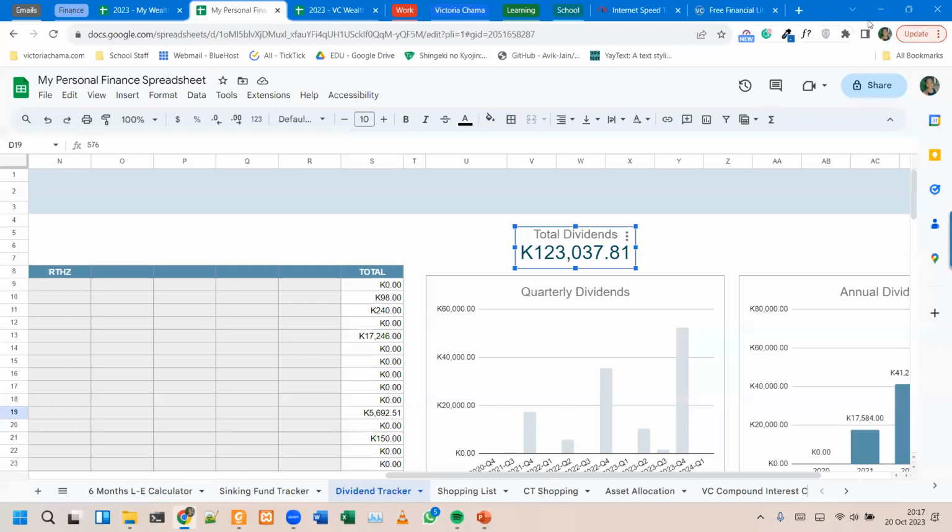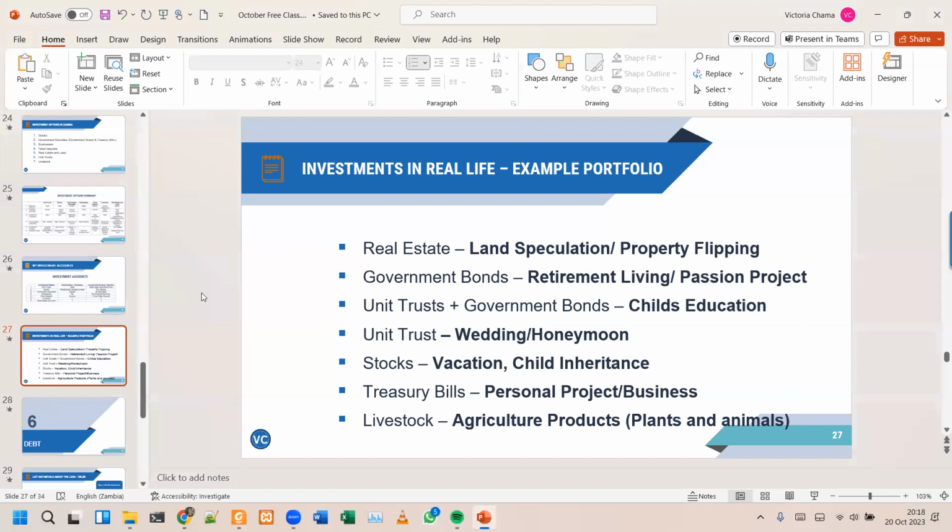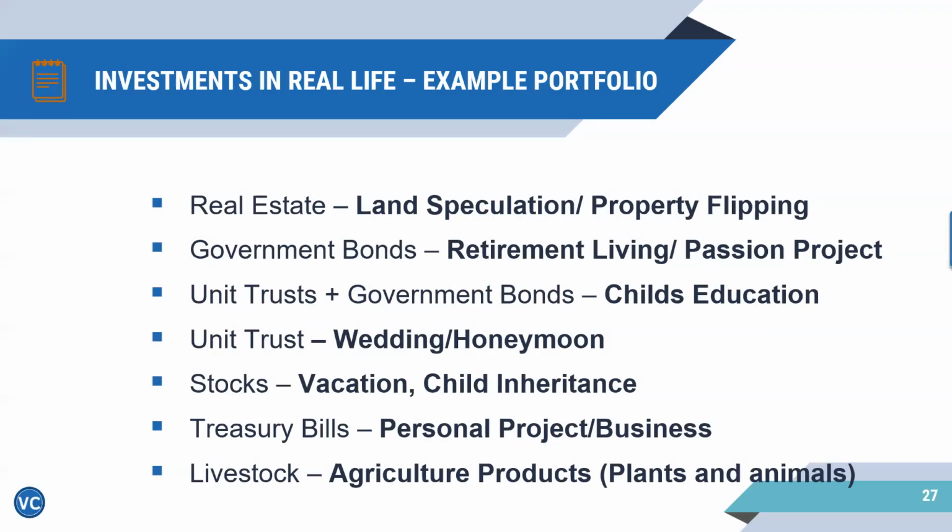Okay. Now, when we look at the investment options themselves, how can you actually apply them in our day-to-day life? With real estate, you can make money through land speculation, and land speculation is you simply buy a piece of land, wait for it to gain value. Then we have property flipping. With government bonds, you can use that for your retirement planning and your passion projects. You can use a combination of unit trust and government bonds for your child's education.